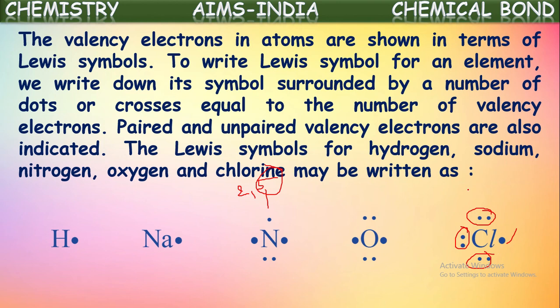If it has 8 electrons, then it is a stable element. If it has fewer than 8 electrons in its outermost shell, it is said to be an unstable or more energetic element that will participate in chemical bond formation to attain stability. Got it? These are Lewis dot symbols.